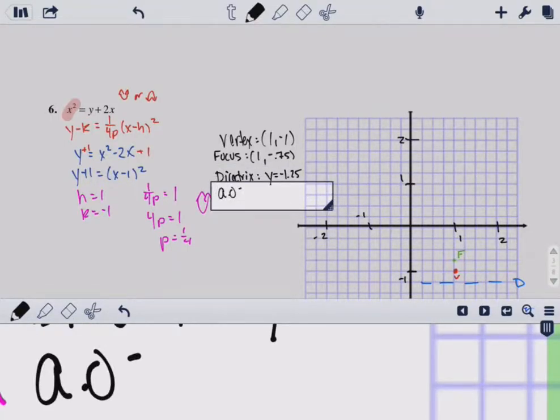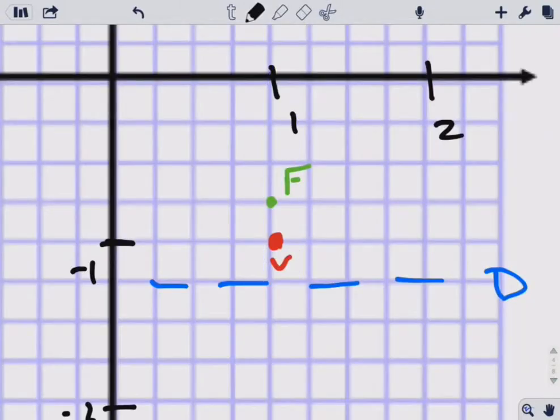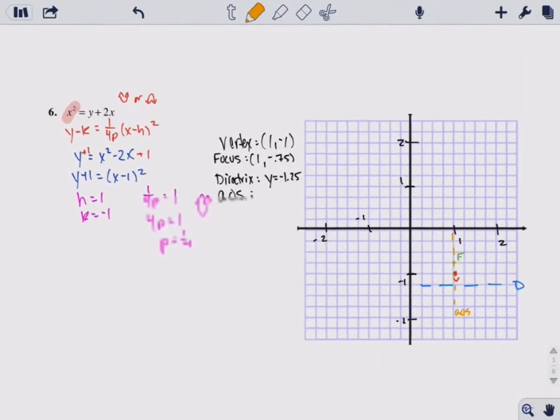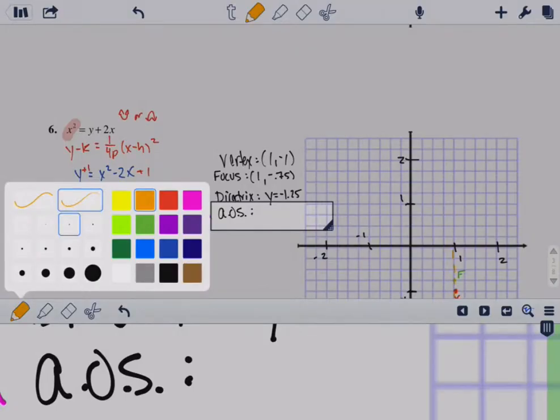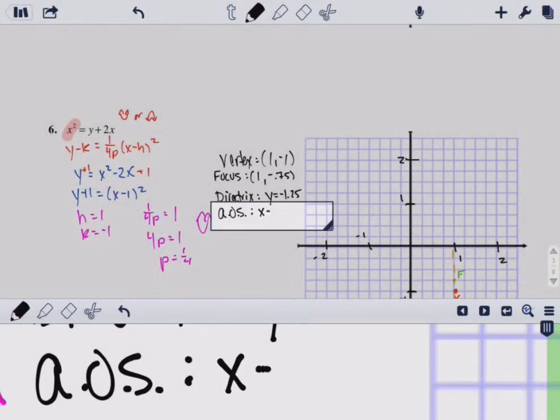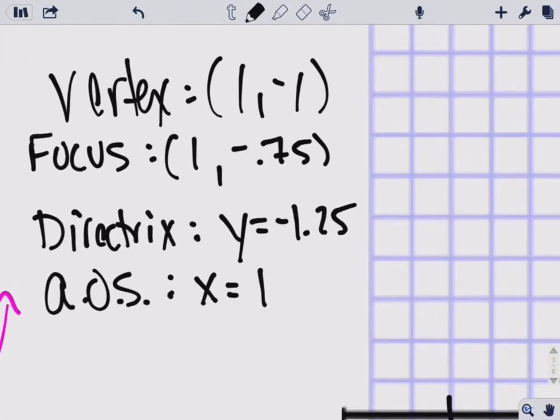And then your axis of symmetry will go right down that way. Okay, so we'll do that here. That's your AOS. Okay, and so your AOS is what? Your AOS is an up and down line, which makes it x equals, and it matches 1. So again, these should all be the same because it opens up and down. X coordinates should be the same because it opens up and down.